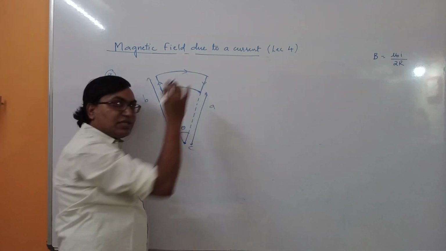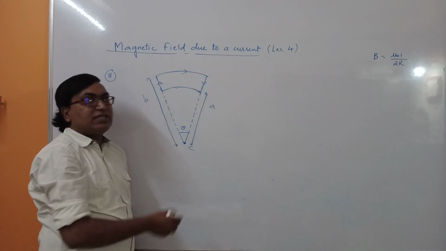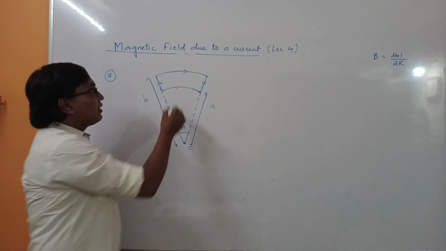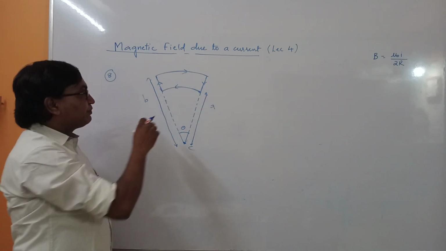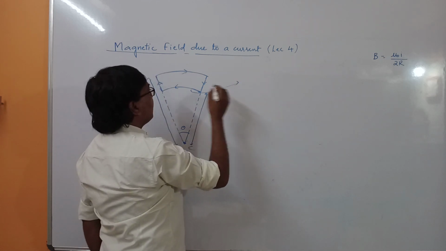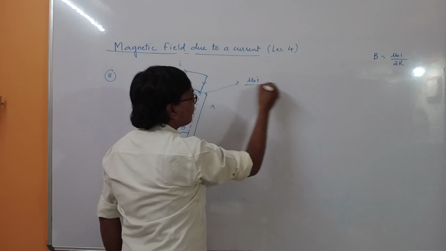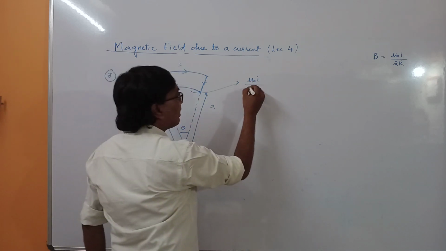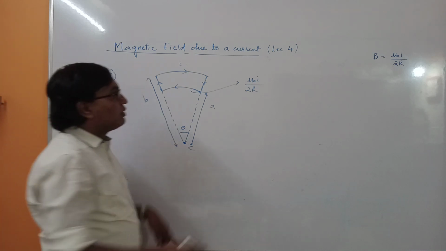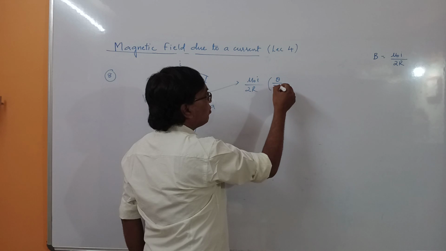Similarly, you have another straight conductor. The magnetic field due to this straight conductor at point C is 0 because it is passing through point C. Then we have the circular arc. So we'll take this arc. The magnetic field due to this, with current I flowing, is mu naught I by 2r for the complete circle. Now we have angle theta, so mu naught I by 2r into theta by 2 pi.